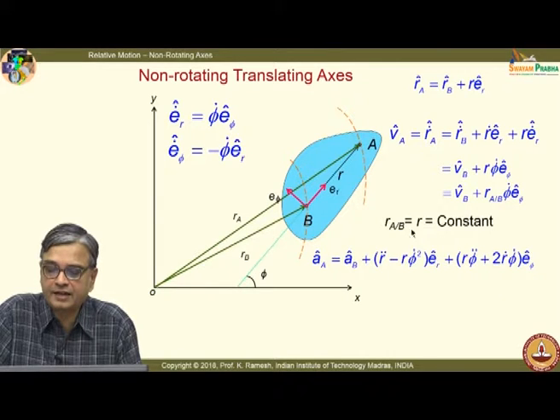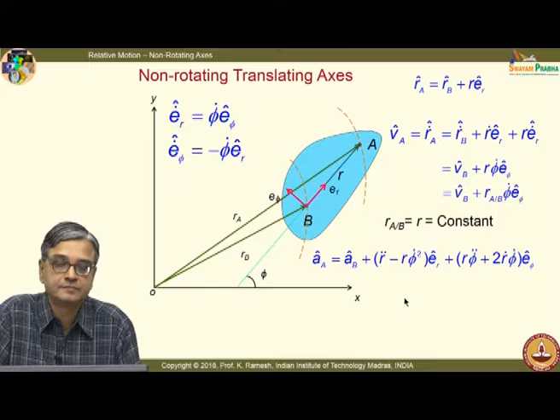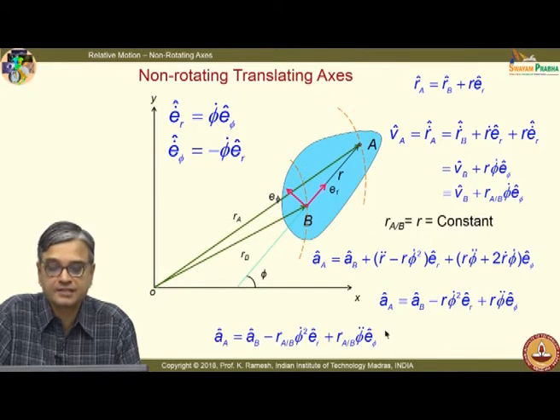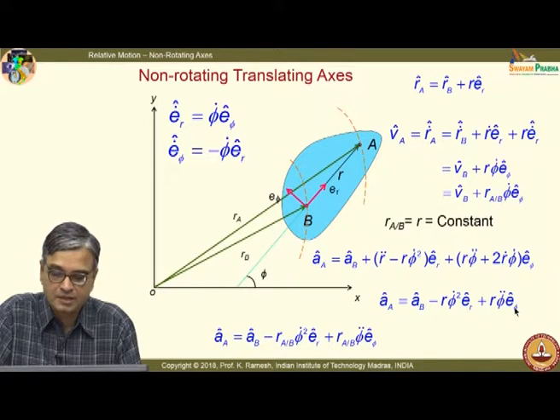Here again I can invoke that R is a constant and knock off terms which will go to 0. So, I get this as AA equal to AB minus R phi dot square ER plus R phi double dot E phi. And this R can be replaced for clarity as R A with respect to B.